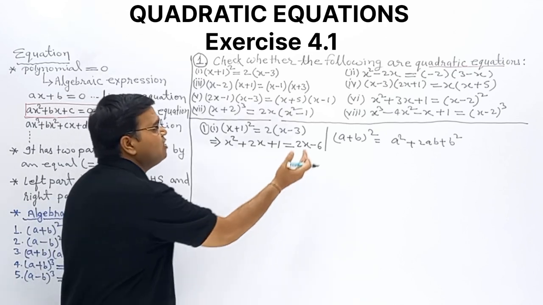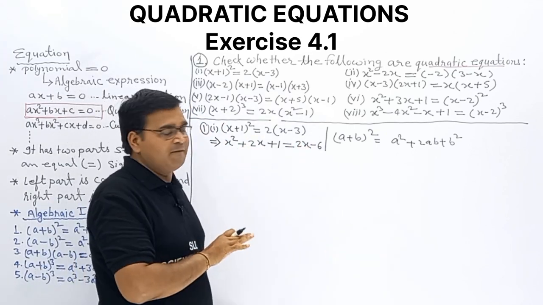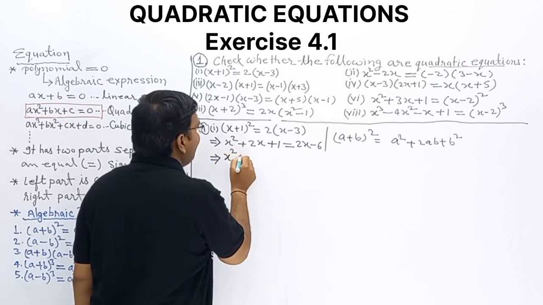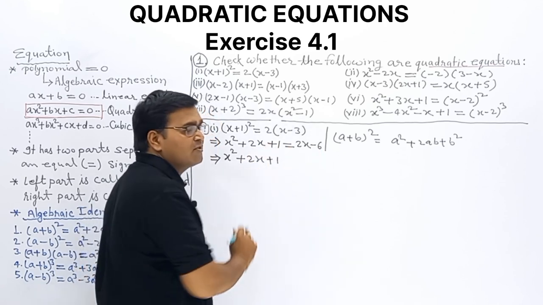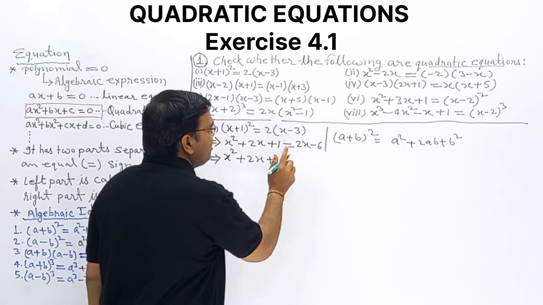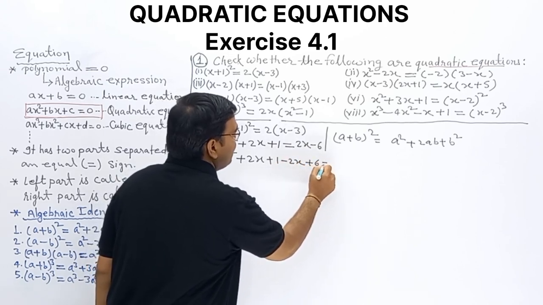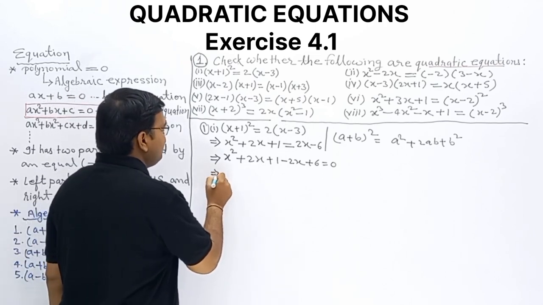So we will bring all these right hand side terms into the left hand side. This one is x square plus 2x plus 1. From right to left, sign will be changed. This is the positive, so this will be the negative. This is negative, so this will be the positive, like this. Clear?